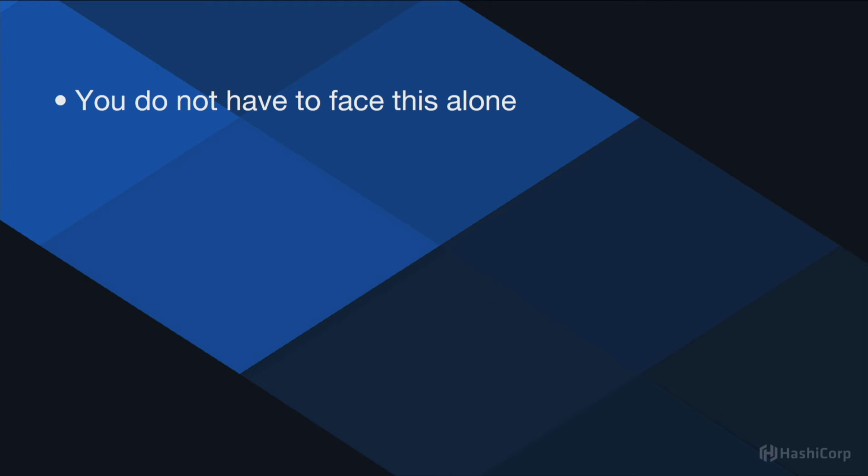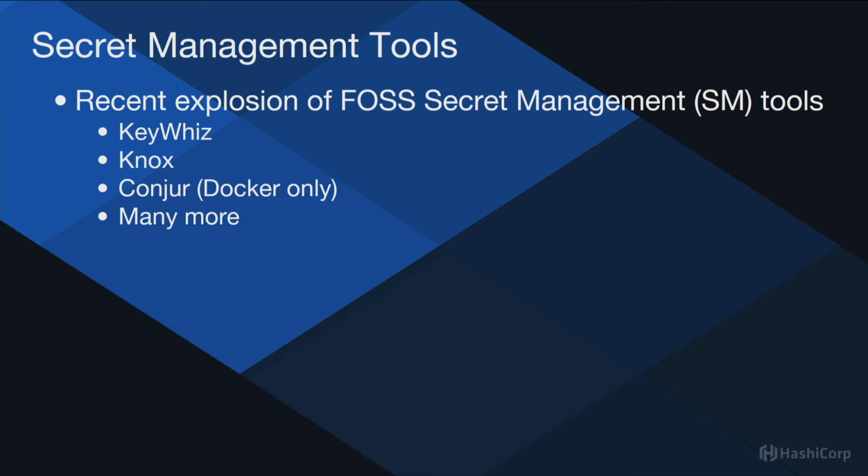Okay, so here's the good news. All this stuff that I've been talking about, all these things you have to worry about, all these things you have to do, you don't have to face this alone. There's been a recent explosion in free and open source software secret management tools. There are things called Keywiz and Knox and Conjure and many more. There's also this thing called Vault. You might have heard of it. I have a little something to do with it. Every now and then I commit to it. Someone merges my PRs or something.